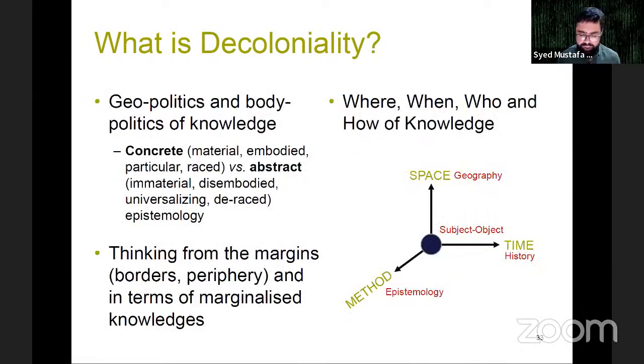Crucially, the decolonial orientation requires us to think about the geopolitics, or where, and body politics, or who, of knowledge production, and prioritizes the marginalized knowledge of those located at the margins, the borders, the peripheries of the modern colonial world system.